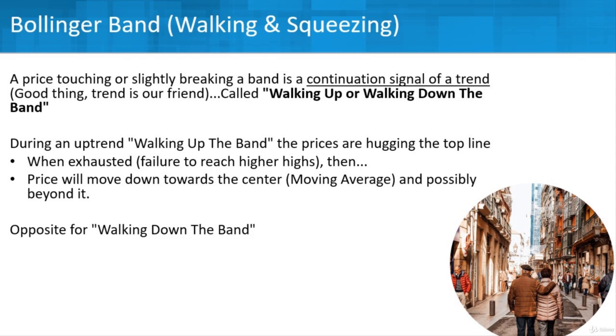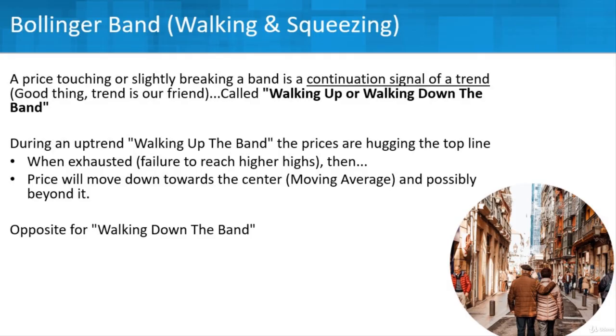So a price touching or slightly breaking a band, like an upper or lower band, is a continuation signal of a trend, right? That's a good thing, right? Remember that whole classic phrase, the trend is our friend. We want to identify and know trends. So when it's touching or slightly breaking that, it's called walking up or walking down the band, those upper and lower bands.